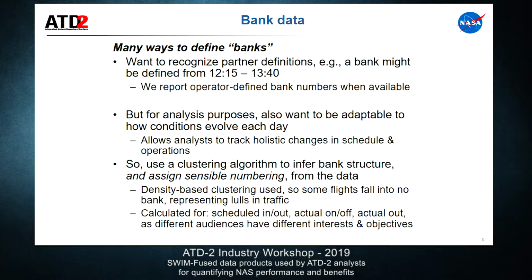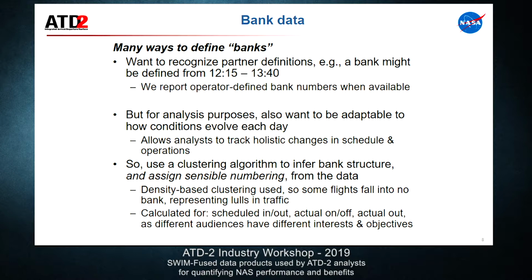So we use a density-based clustering algorithm. Some flights do not fall into a bank, which is sort of how the operation really evolves anyway, right? At a strongly banked airport, there's a lull between banks, and you don't want to necessarily assign those flights to one of the banks. So we're trying to be cognizant of that.